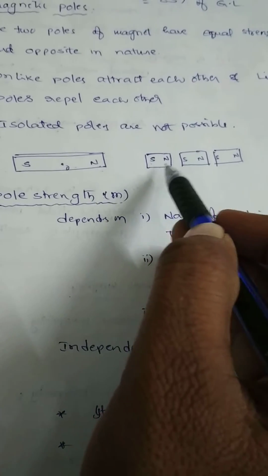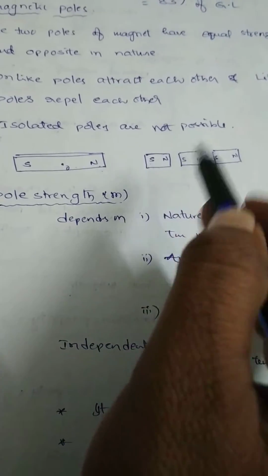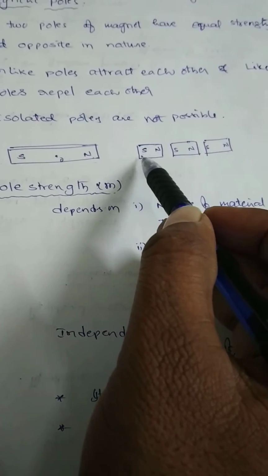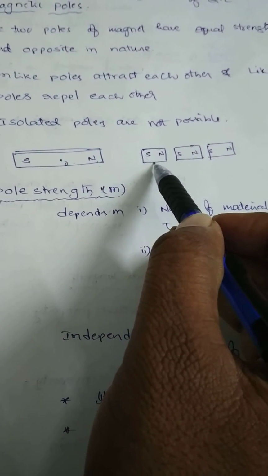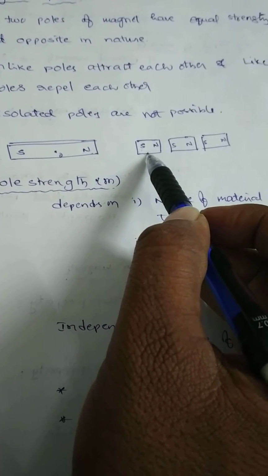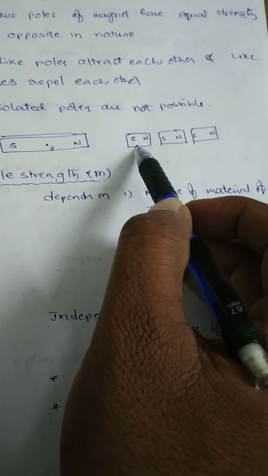Even if these three pieces are also cut into two equal halves, each and every piece also has two poles, that means one magnetic dipole. That's why the two poles of the given bar magnet cannot be separated or isolated.